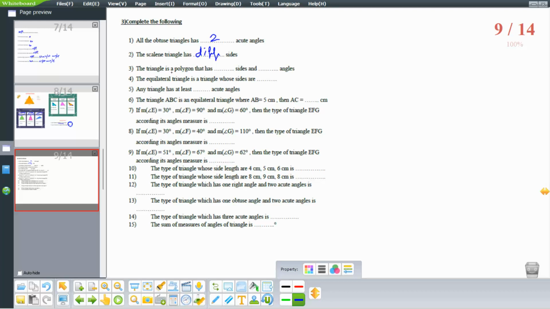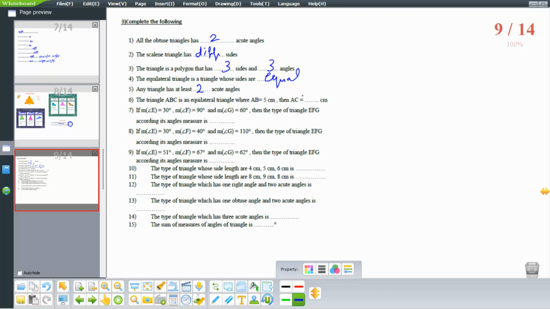The triangle is a polygon that has three sides and three angles. The equilateral triangle is a triangle whose sides are equal. Any triangle has at least two acute angles. The triangle ABC is an equilateral triangle.